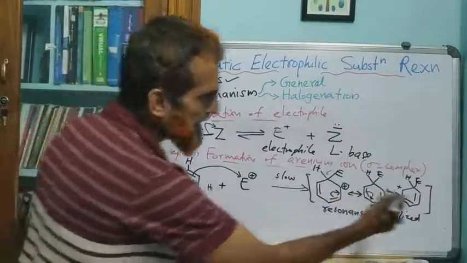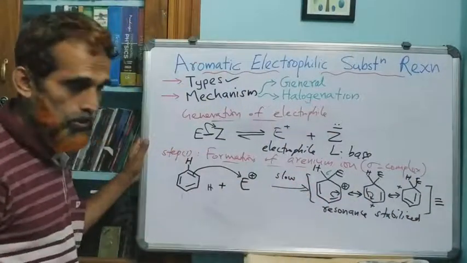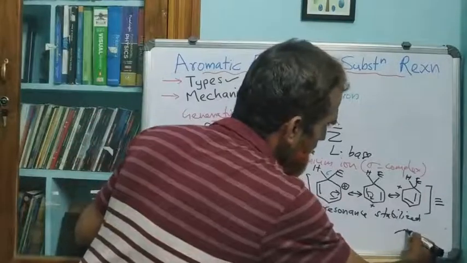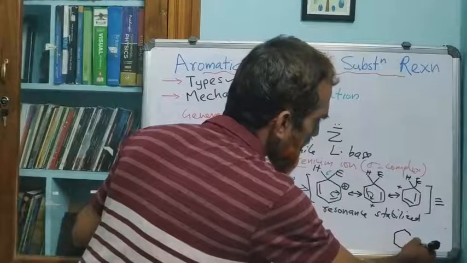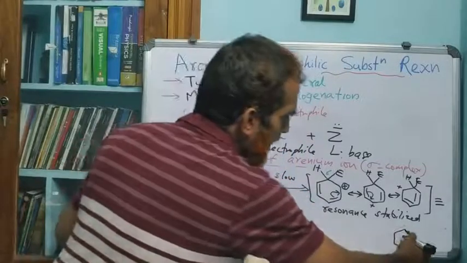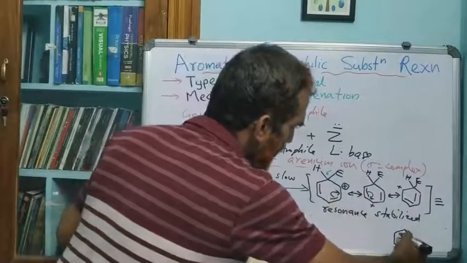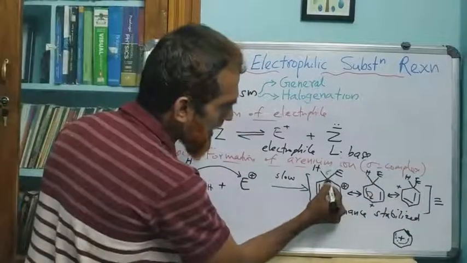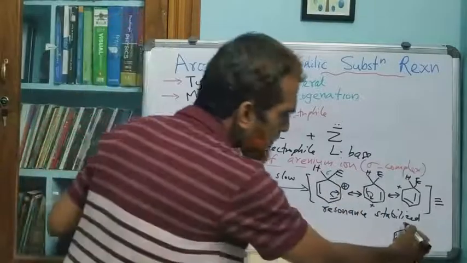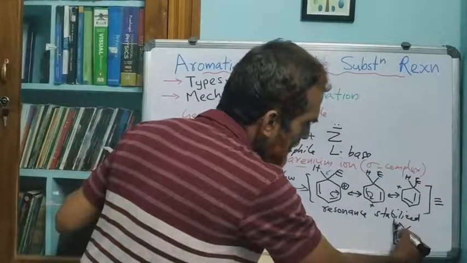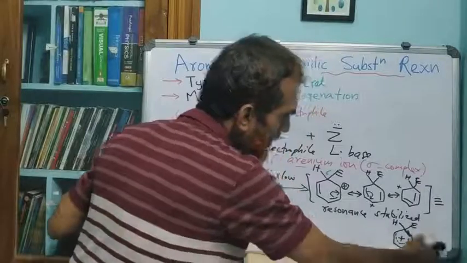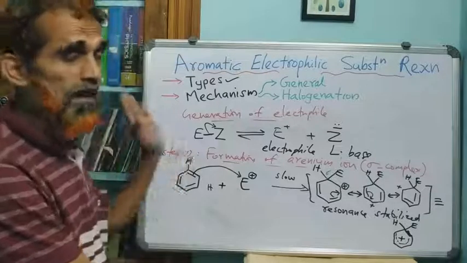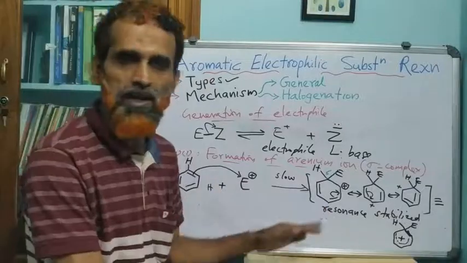Now this can be written, it is equivalent to a resonance stabilized structure, or resonance hybrid can be shown something like this. We can show it like this. A positive charge is delocalized over 5 carbons. See, this delocalization is not complete. This carbon is sp3 carbon, all others are sp2. So this delocalization is partial, not complete. Compared to benzene, benzene is fully resonance stabilized, but this is partially resonance stabilized. Anyway, it is stabilized by resonance.